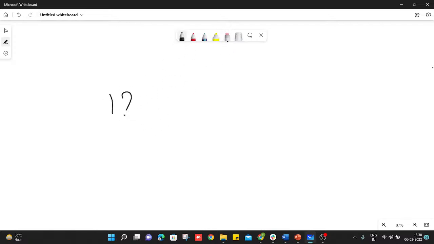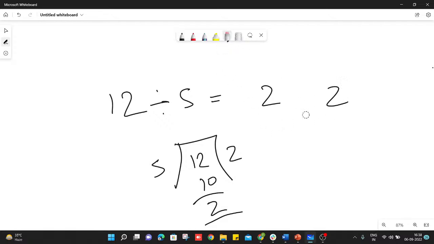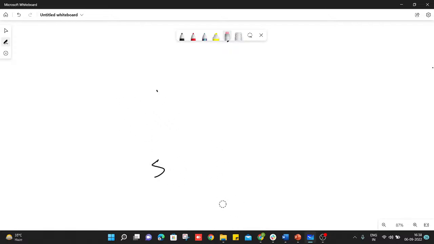When we divide 12 by 5, we get 2 remainder 2. 5 times 2 is 10, and 2 is the remainder. So we can say 12 is not divisible by 5. But if you divide 10 by 5 you get 2, so 10 is divisible by 5.